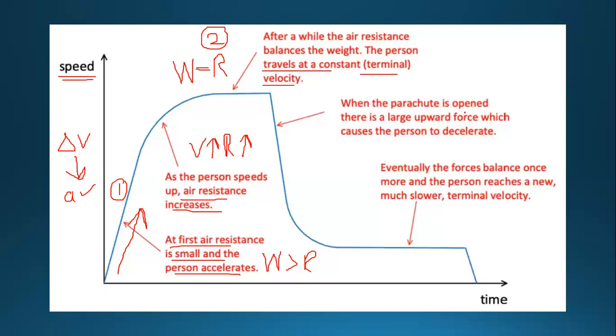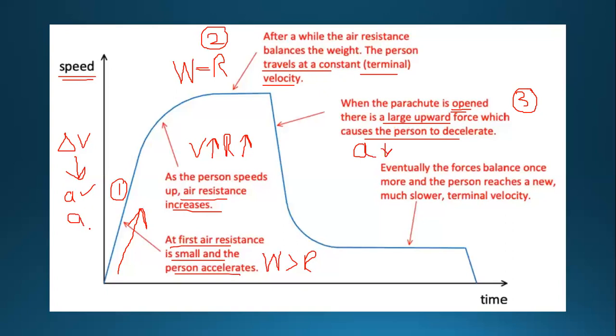When the parachute is open, there is a large upward force. अब ये आपका scenario 3 आ गया कि after a while जब parachute open हो गया है, तो क्या हो रहा है? एक large upward force लगी, which causes the person to actually decelerate. अब आपकी जो acceleration है, that would start to decrease.